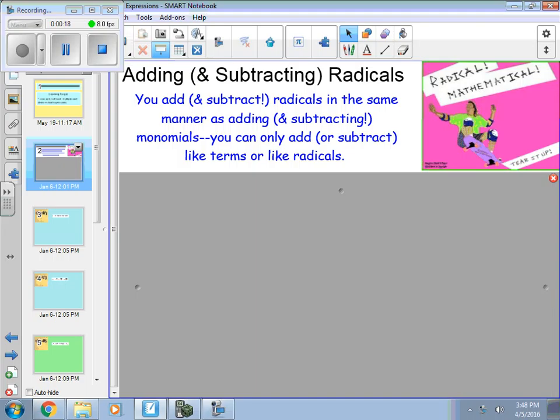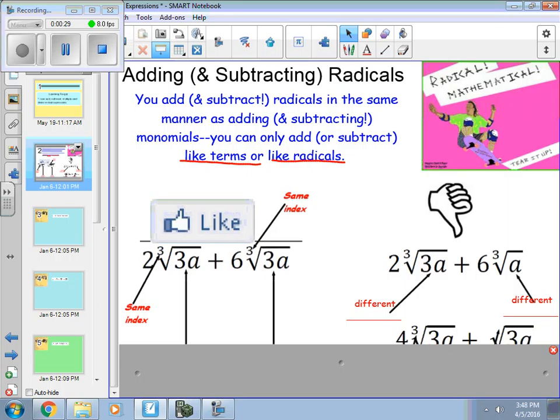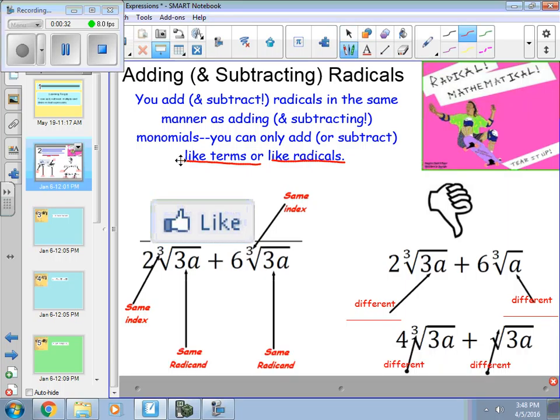You only can add or subtract if there are like terms, or in this case, like radicals. So if you see that the radical has the exact same index, which means the same type of root, whether it's square root, cubed root. Also, you need the exact same stuff underneath the square root, which is called the radicand. So if both of those match up, then you can add the numbers in front of the radical sign to get a simplified answer. In this case, if we added these up, 2 plus 6, we would get 8 cubed roots of 3a.